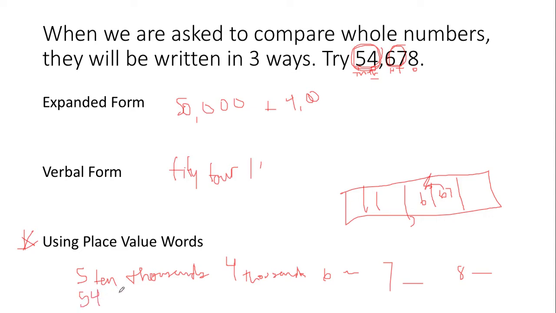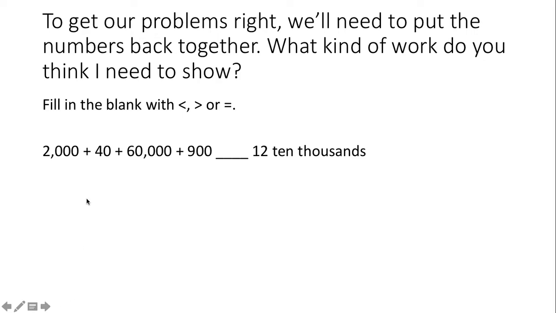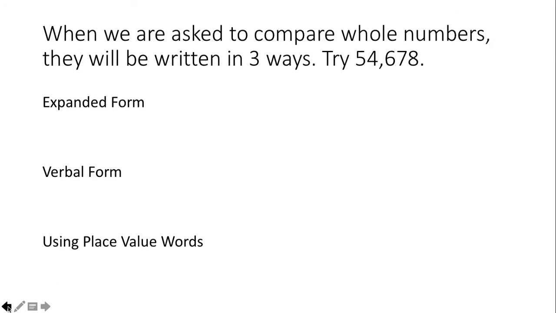54 thousands. 67 hundreds, right? This one is the one that trips us up the most. Either way, to compare them, to get those problems right, we're going to need to put our numbers back together. And think about here, what kind of work, oops, oh, it erased.